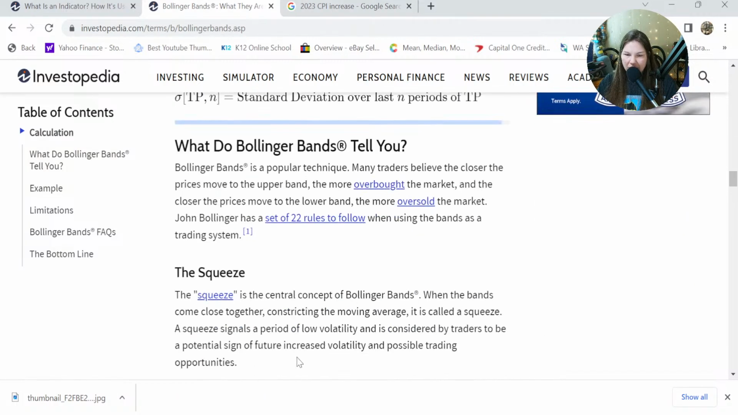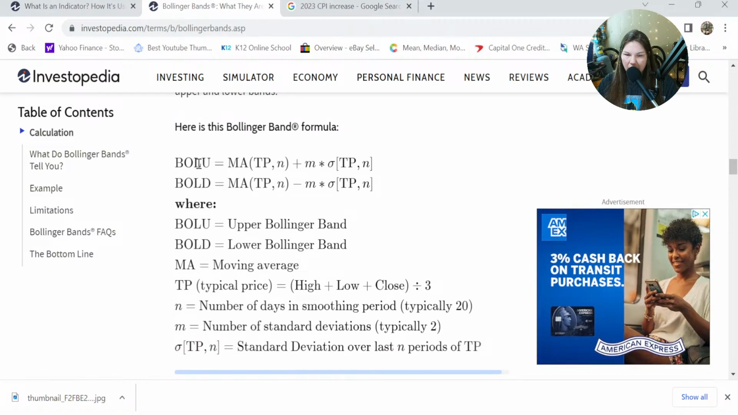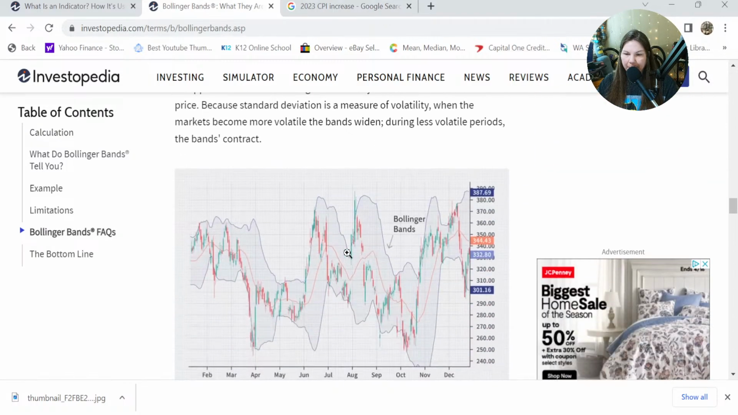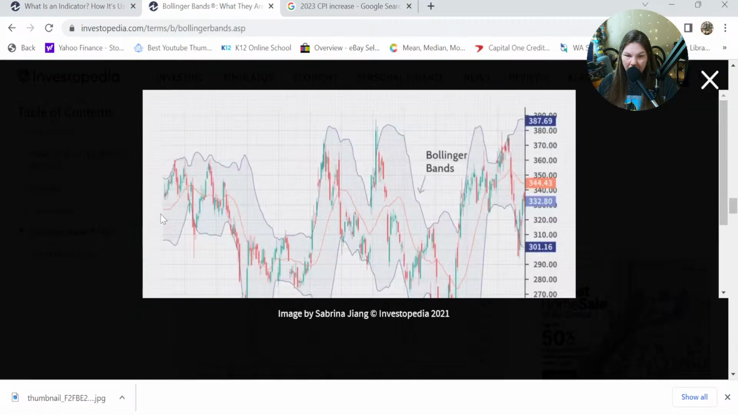Upper is the moving average plus the momentum. Okay, I get it. So here's the moving average in the middle. You guys see this red line? That's the moving average. So on average, this is moving at 344.43. The upper positive is at, and that mathematical equation found it out to be, 387, and the lower 301. And as you guys can see, you don't have to do this math.